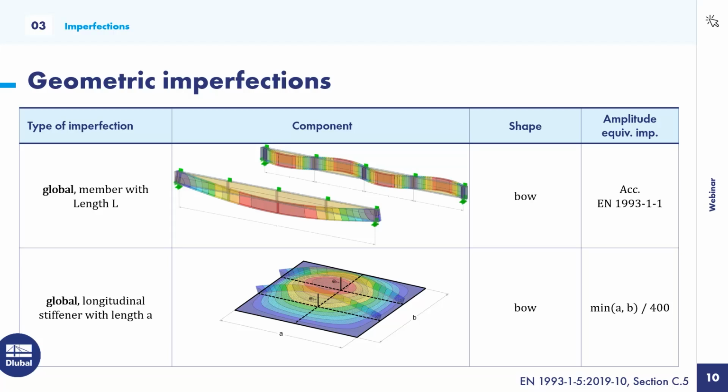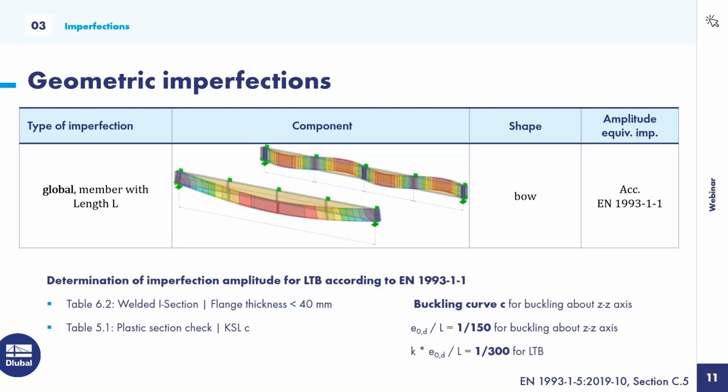And according to Eurocode 3 part 1.1, such imperfection should be affine to the imperfection for flexural buckling about the weak axis, but with half the amplitude. So to find the specific amplitude, we go to Eurocode 3 part 1.1, check table 6.2 to see what buckling curve we actually have for buckling about the weak axis. And in our case, we would find that we have a welded I-section with a flange thickness less than 40 millimeters, and we would choose buckling curve C.